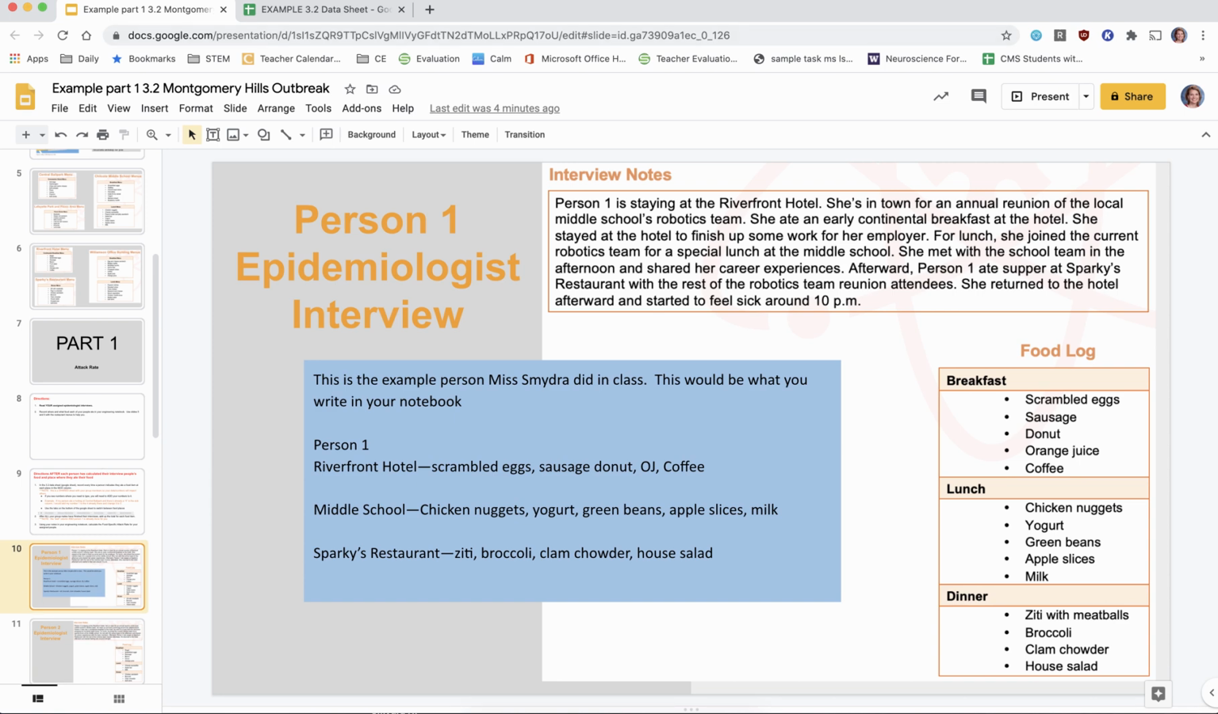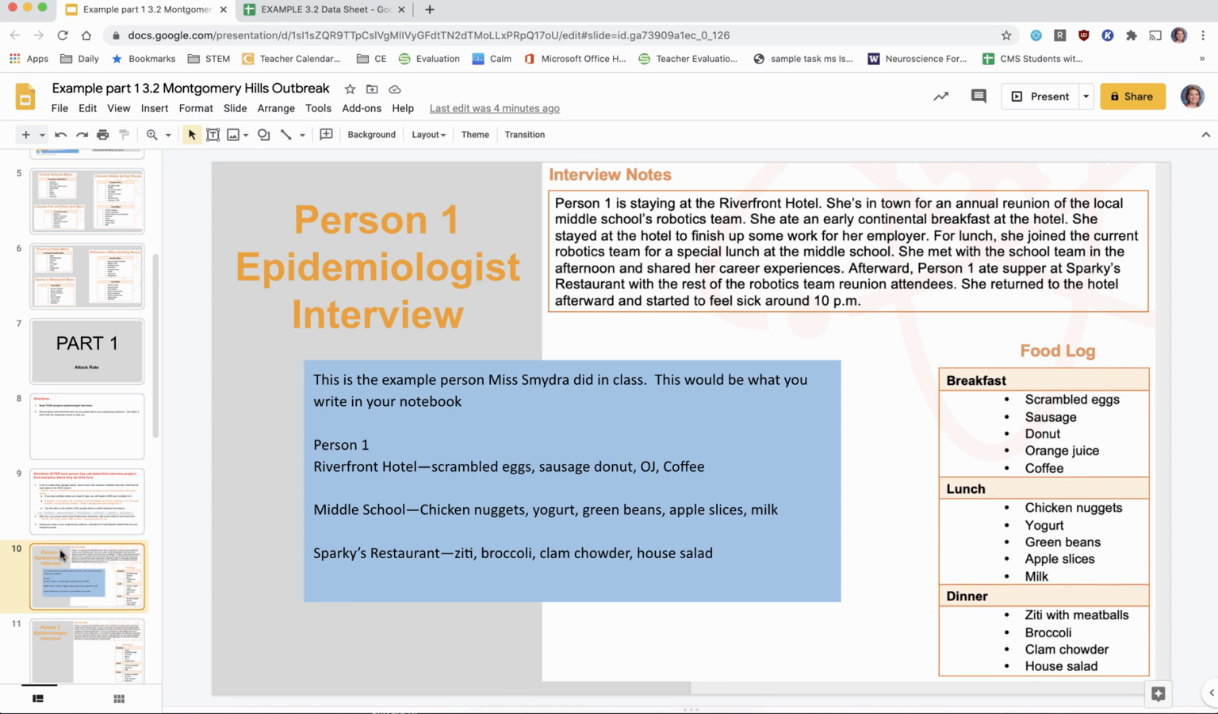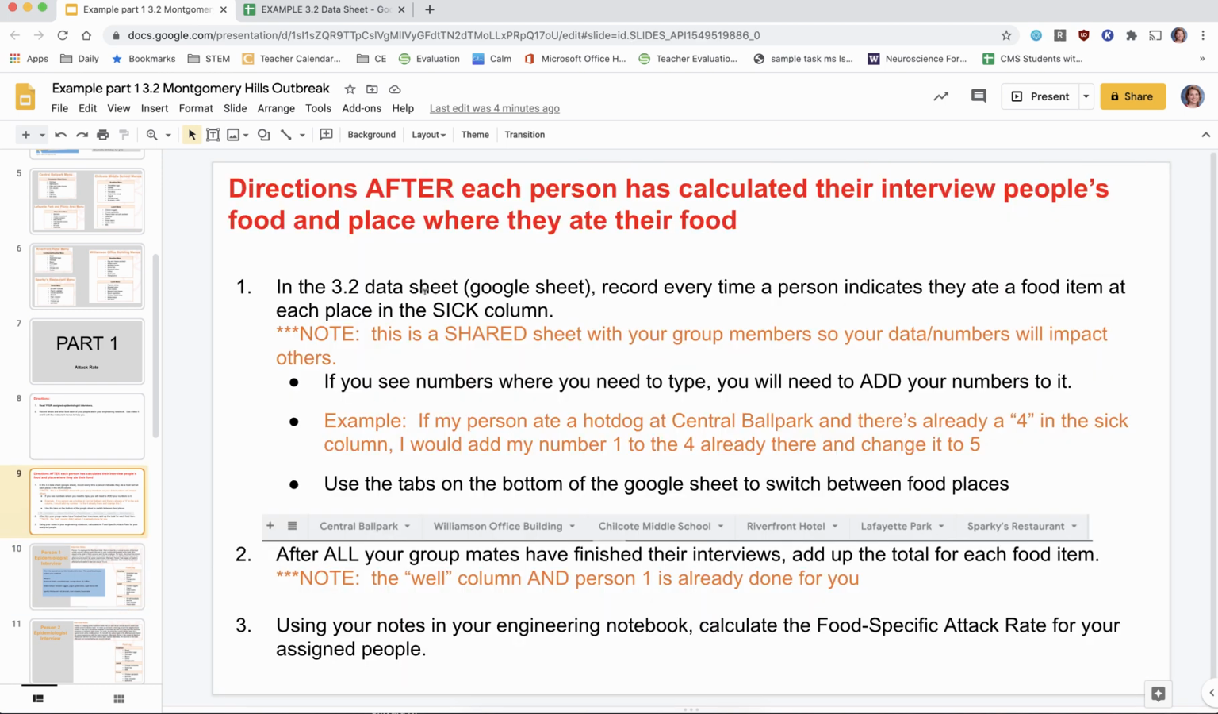Well, here's where it comes into play. Next, you all are sharing this data sheet. And so what you're going to be doing is putting your information in this data sheet, and it's going to help calculate it. So here's what I mean. In the 3.2 data sheet, that's the Google Sheet, you're going to record every time a person indicates they ate a food item at each place in the sick column. It is a shared document between your group members, so it is going to cause issues if you don't type it in correctly.